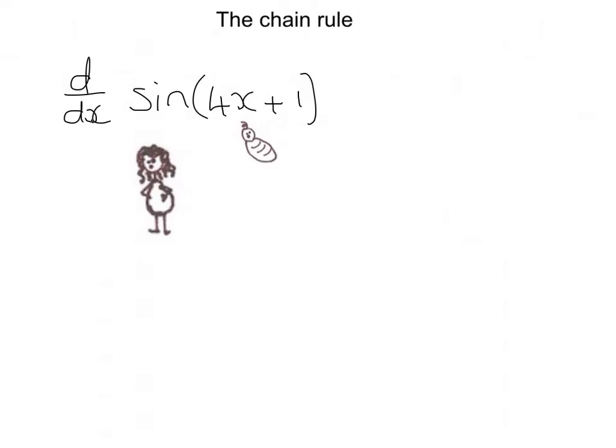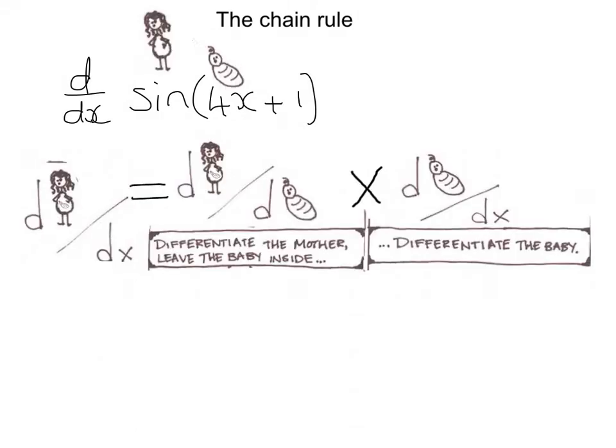And here's the rule, in inverted commas, for differentiating. So what we do is we're trying to differentiate the mother, sine, with the baby inside, 4x plus 1. And what that equals is the derivative of the mother, and you leave the baby inside. The derivative of sine is cos, and here's the important bit, you leave the baby inside. So the baby is now going to be inside the derivative of the mother, but the point is the baby is still inside. There's the baby. Oh, cute baby.